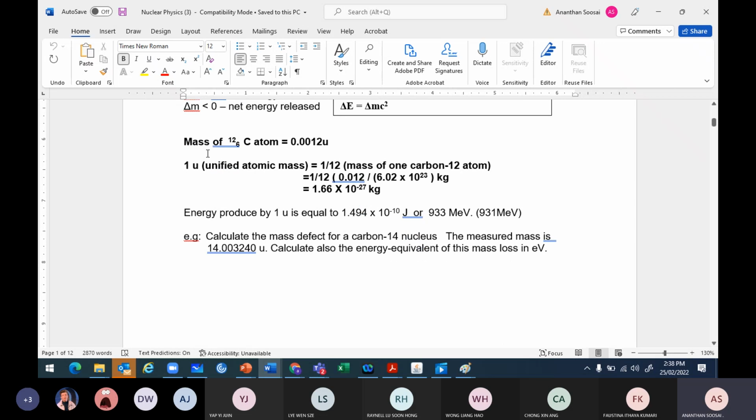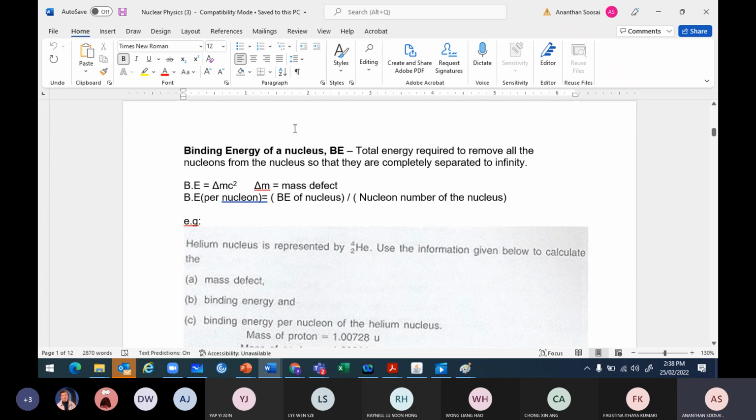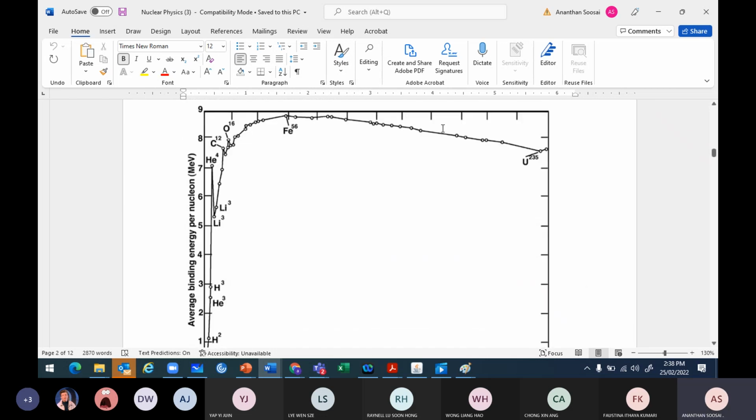Then we talk about what is meant by unified atomic mass. Recall, it is 1/12 of the mass of a carbon-12 atom. Then binding energy: the amount of energy required to remove all the nucleons from the nucleus so that they are completely separated to infinity. If a nucleus has a very high binding energy per nucleon, we say it is more stable. This is the graph I told you. Iron is found to be the most stable nucleus.